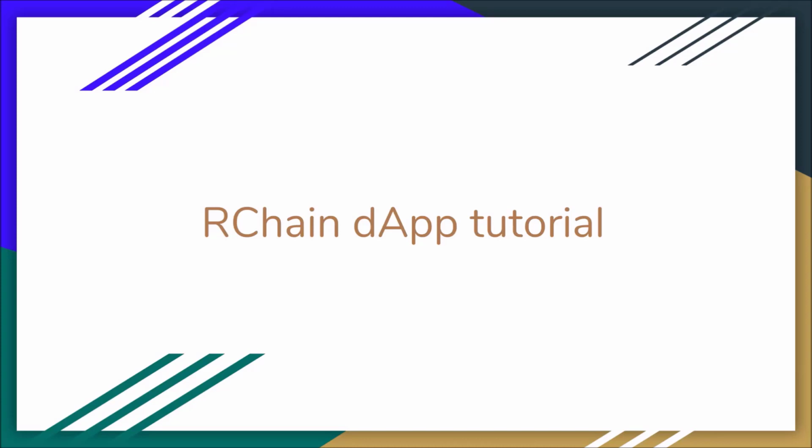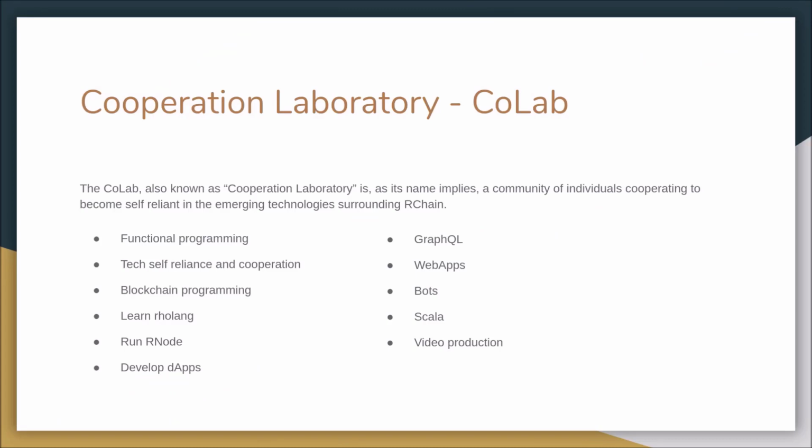Before we go into building the application, I would like to say a little about the Cooperation Laboratory, or CoLab. The Cooperation Laboratory is a community of individuals that are cooperating to become proficient in the emerging technologies surrounding RChain. We have work studies where we work on activities such as functional programming, where we write Rholang code. Rholang is the programming language of RChain, where we run RChain nodes, build decentralized applications and libraries such as GraphQL libraries, web applications, Discord bots, and also produce video tutorials such as this.